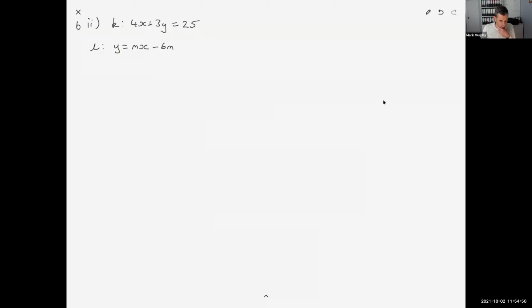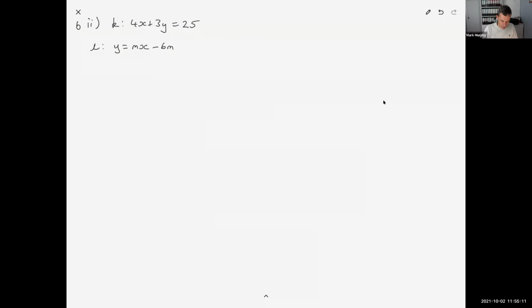Okay, so we have two lines, K and L. What it's asking is, find the coordinates of P in terms of m. The line L cuts the line K at the point P, and it wants to know the point P. So we have any line K, and we have the line L. They cross each other somewhere, and they want to know where they cross.